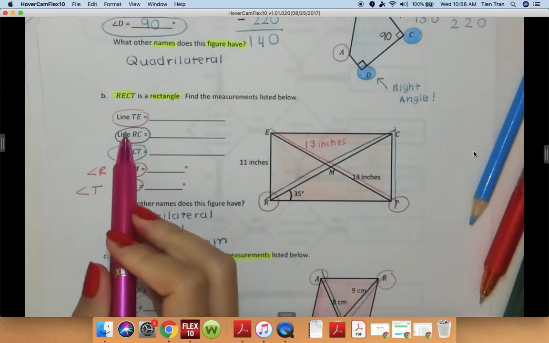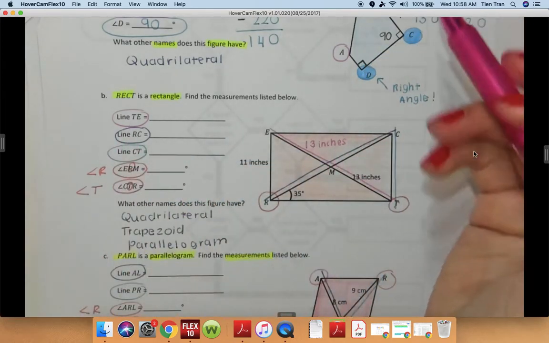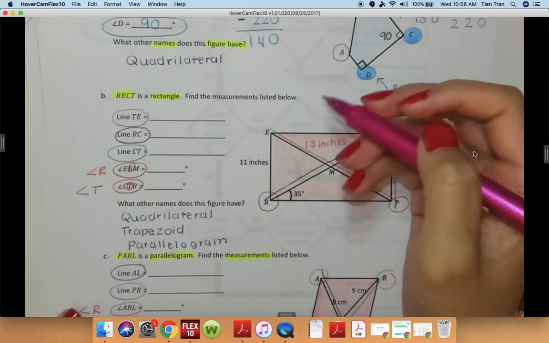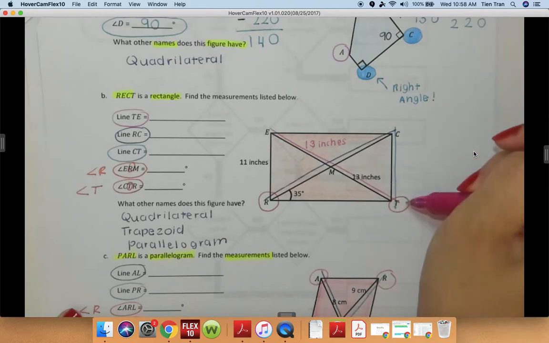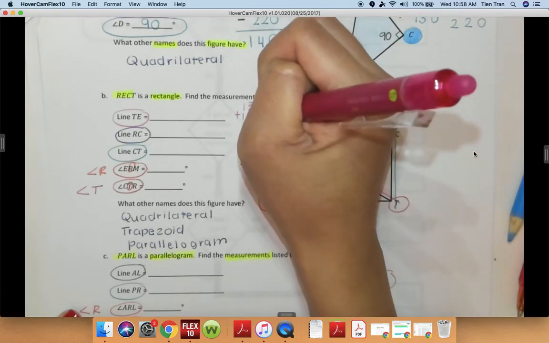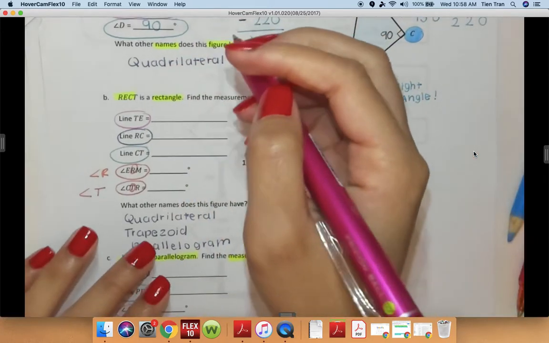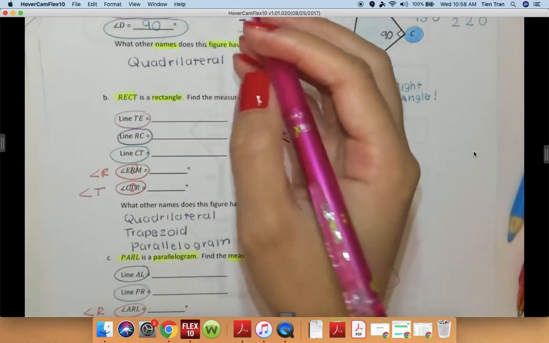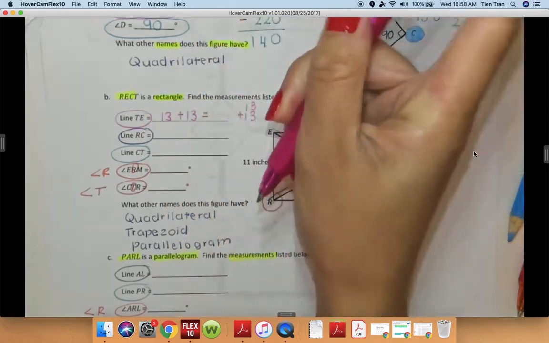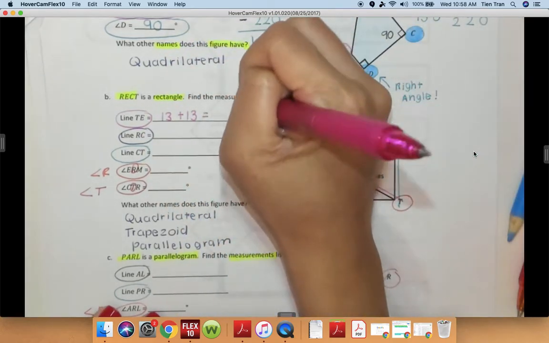So in order to find line TE, I'm going to add together 13 plus 13 to get the measurement TE. So I'm adding right here 13 plus 13, okay? Or actually, I'm going to put it on this line over here so you guys can see that. 13 plus 13 is equal to 26 inches.